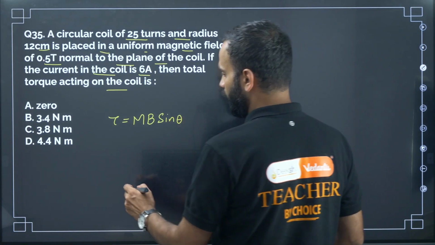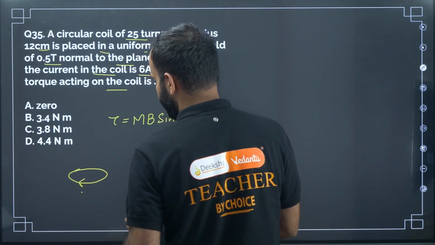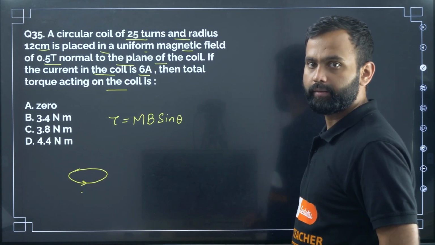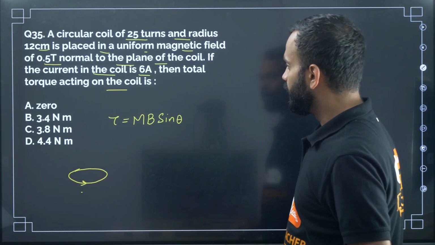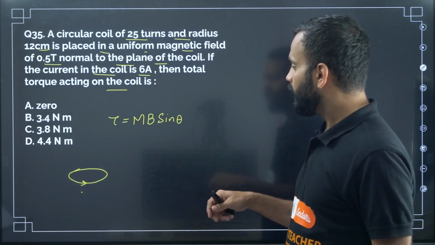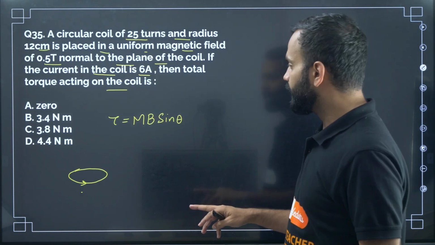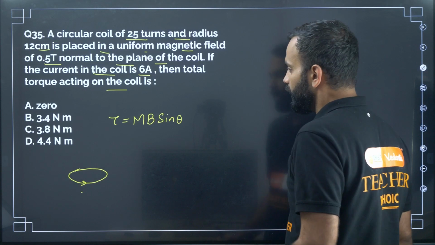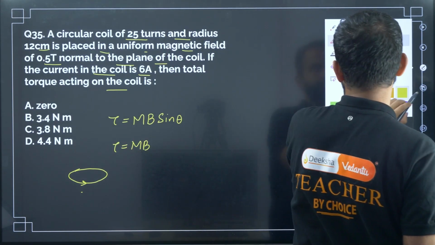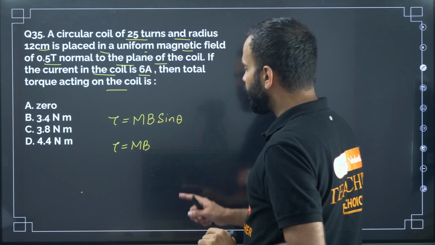So this is the coil, and this is the direction of the current. So the angle between m and b, if you apply the right hand thumb rule, the angle between m and b is 90 degree. That is, the magnetic moment and magnetic field are at 90 degree. So therefore, tau equal to m into b.